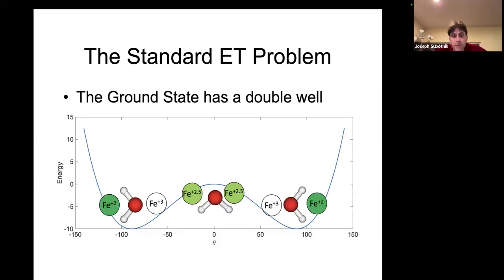That gives us the following potential energy surface, which looks as follows. If we look at the ground state energy as a function of the twisting angle of this water molecule, then it becomes clear that if the water molecule is not twisted, it must be 2.5 on the left and 2.5 on the right. However, if the molecule is twisted, then as we said before, if the molecule is twisted this way, the lone pairs are here, it's a +3 and a +2. And if it twists the other way, it's a +3 on this side and a +2 on this side.